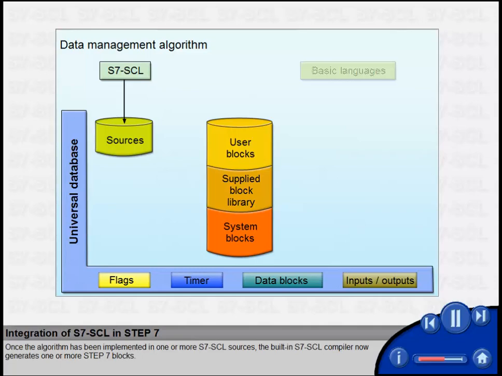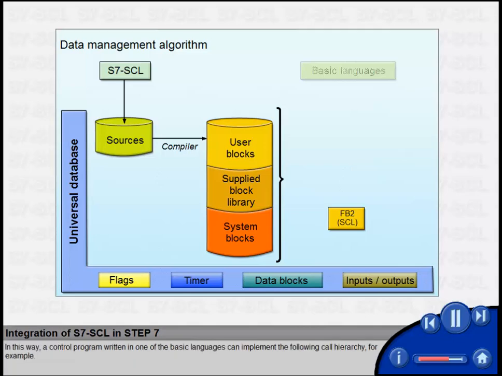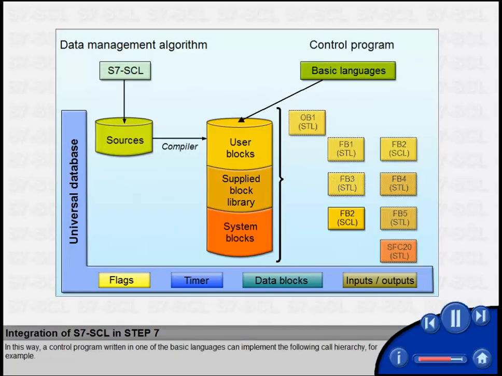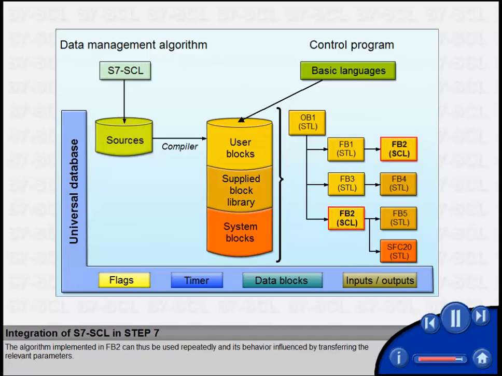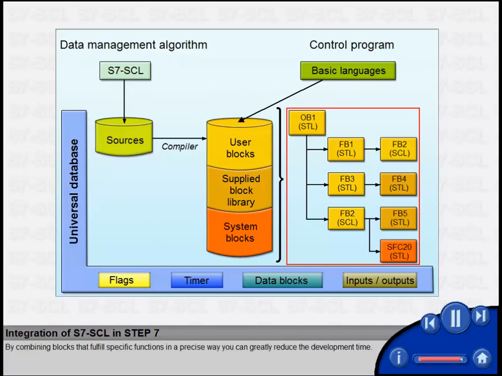Once the algorithm has been implemented in one or more S7-SCL sources, the built-in S7-SCL compiler now generates one or more Step 7 blocks. In this way, a control program written in one of the basic languages can implement the following call hierarchy, for example. The algorithm implemented in FB2 can thus be used repeatedly, and its behavior influenced by transferring the relevant parameters. By combining blocks that fulfill specific functions in a precise way, you can greatly reduce the development time.